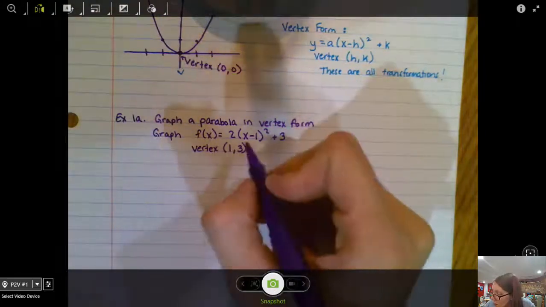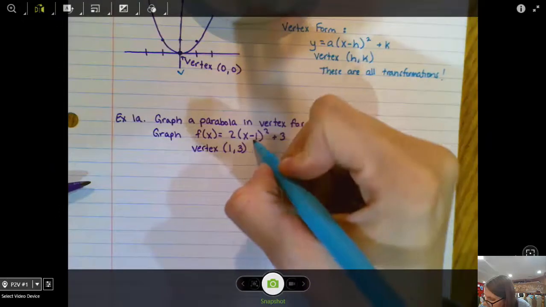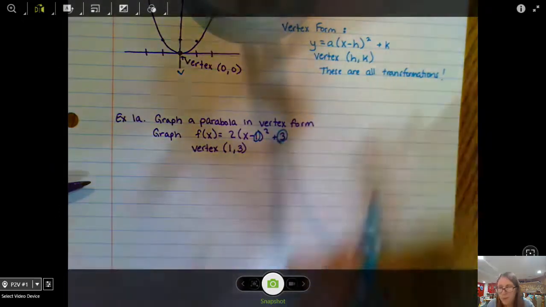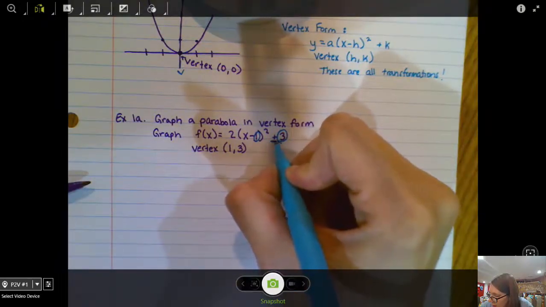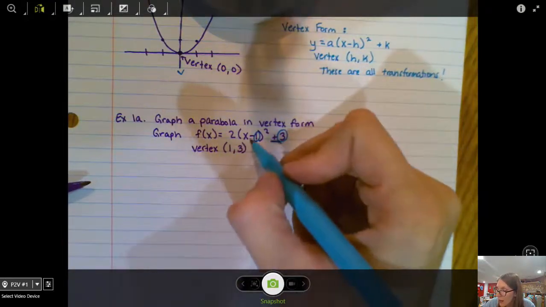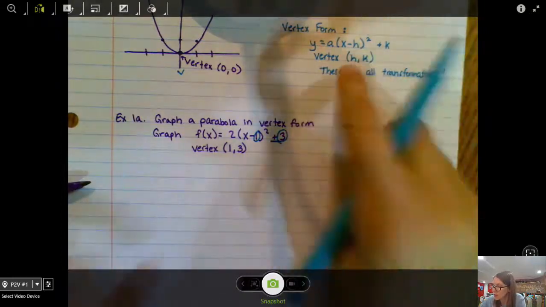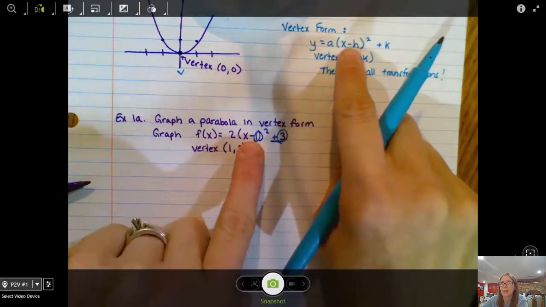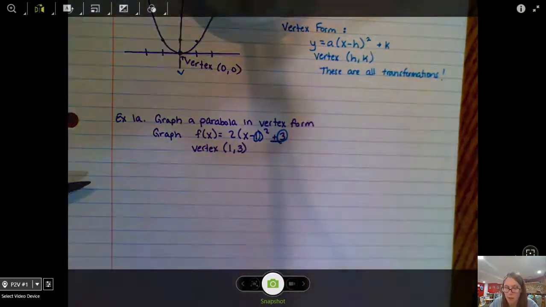And again, you can also see that based on our equation, our h value, and then our k value. And be careful that the sign goes with it. It's plus 3, so our y value is a positive 3. And then our vertex form is x minus h. We have x minus 1 here. These signs are the same. H is just this number right here. So our vertex is 1, 3.